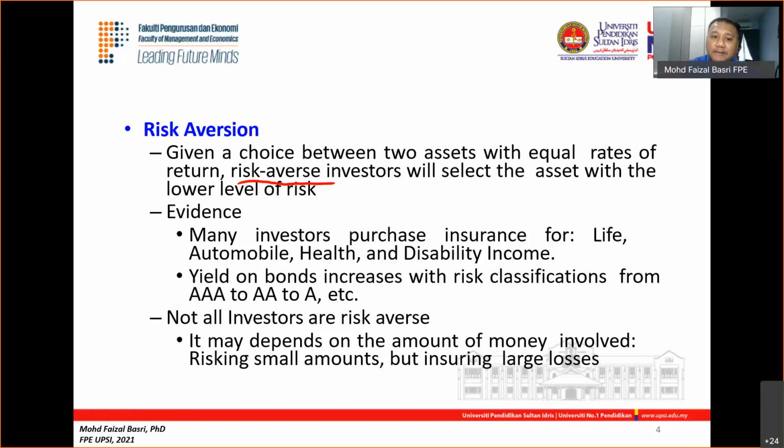For example, many investors purchase insurance, either for life, automobile, health, disability, income, and whatnot. This is one example of a risk management process. You've learned about risk management before, in investment planning and risk. Insurance and takaful are basically tools for risk management, so when we have this, we can eliminate some risk.